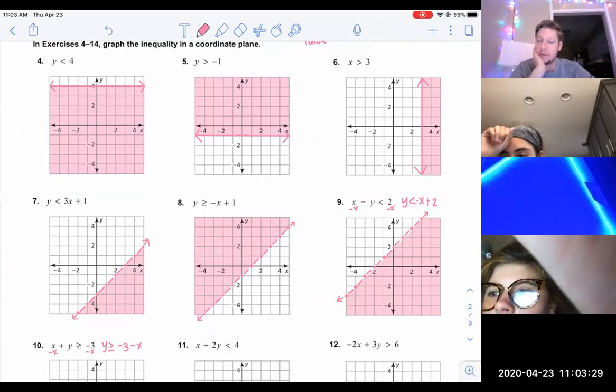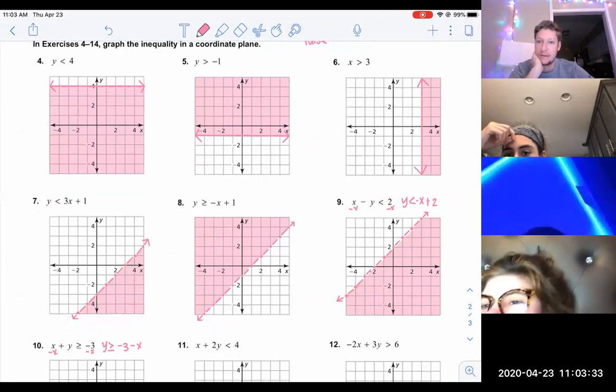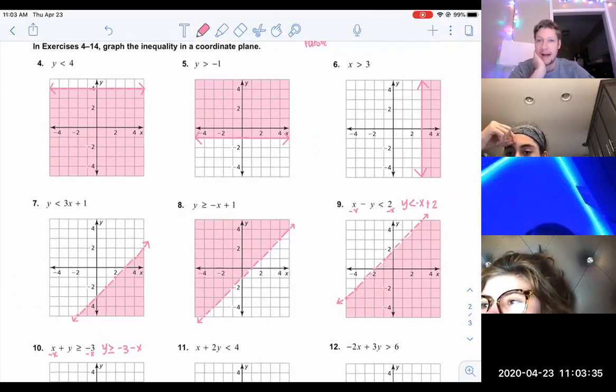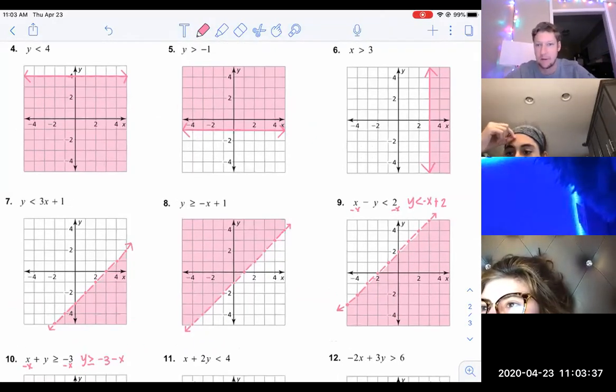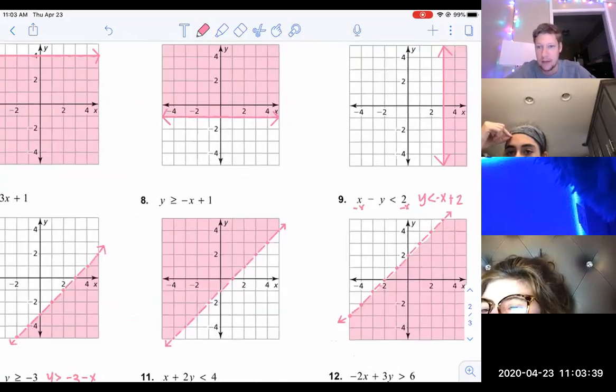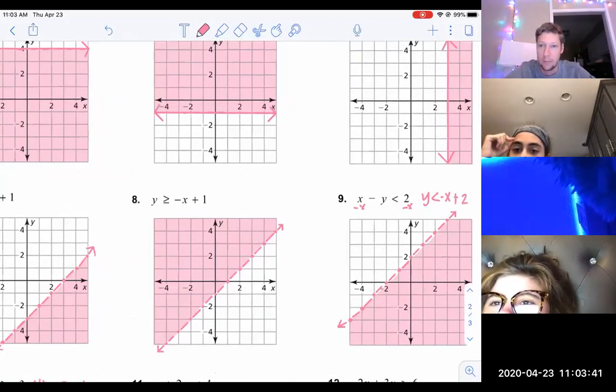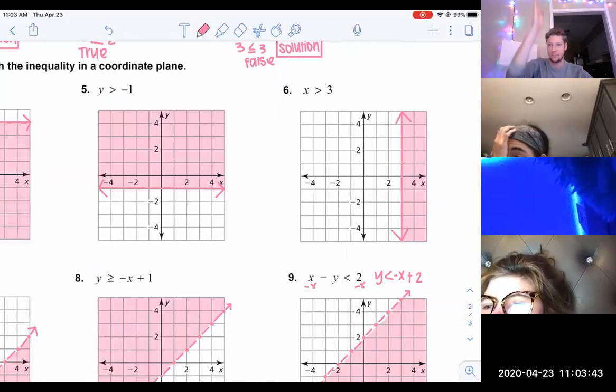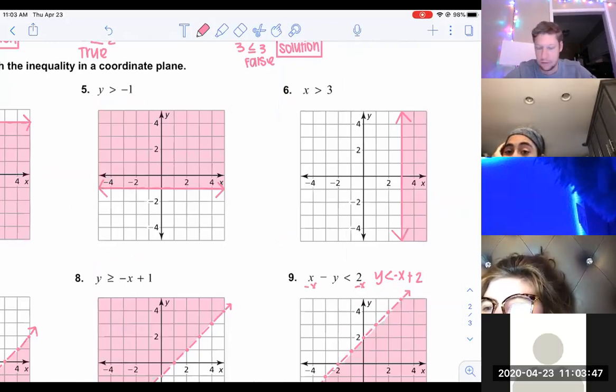So in number 6, what I was saying, Lena, is that your line should be dotted there because it says x has to be greater than 3. It cannot be equal to 3. So the boundary line where all the x values are 3, those points are not solutions. And if they're not solutions, we represent that with a dotted line. So any point on that dotted line is not part of the solution set, only the shaded region.